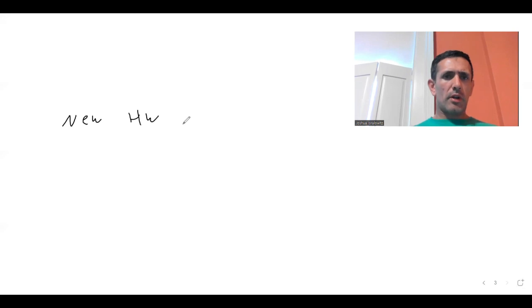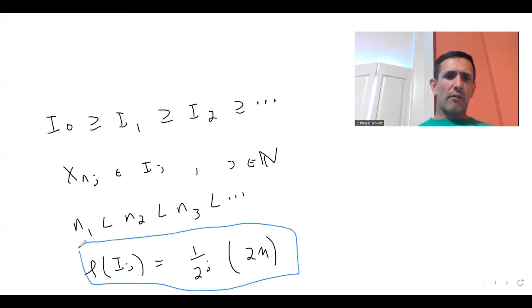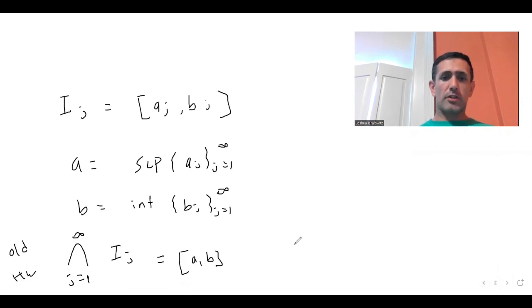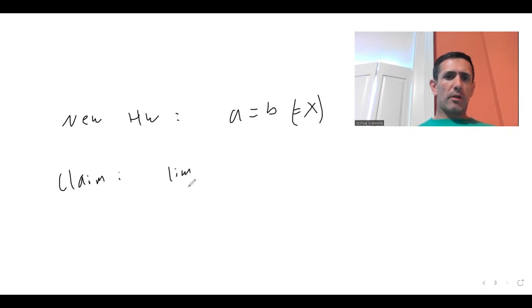The new homework is that a equals b. That follows from this fact right here: the length of the intervals converges to 0, trivially, as j goes to infinity. So it's going to force this to be just a singleton. Let's call this x. I claim that this limit here is going to be x.